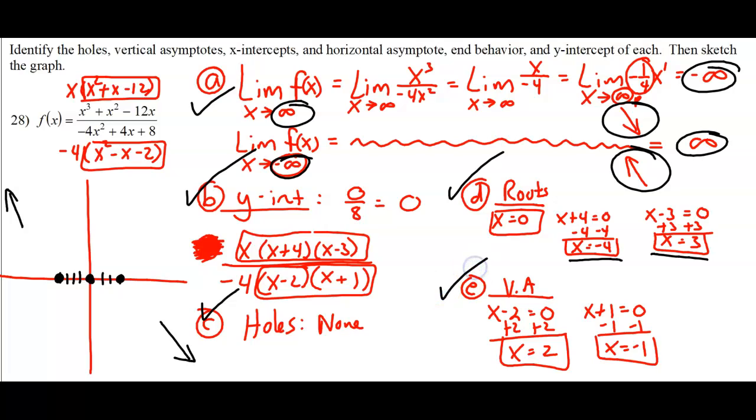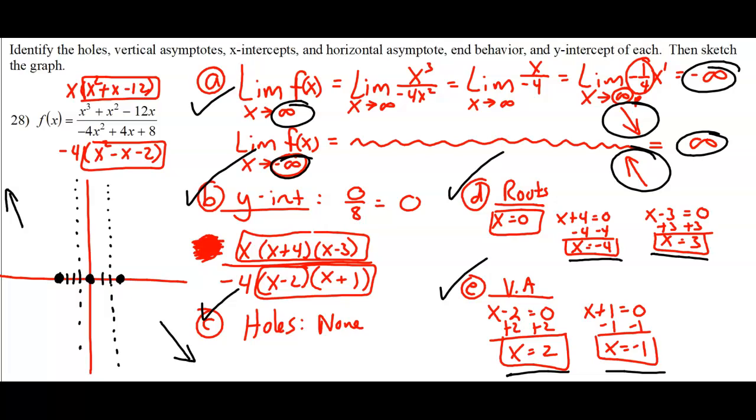Now I want to find my vertical asymptotes. So I have a vertical asymptote at 2, and I've also got another vertical asymptote at -1. And from there we're going to sketch. And once again, if you want more points to connect the dots, you can. Matter of fact, I think I'm going to need some extra dots here.